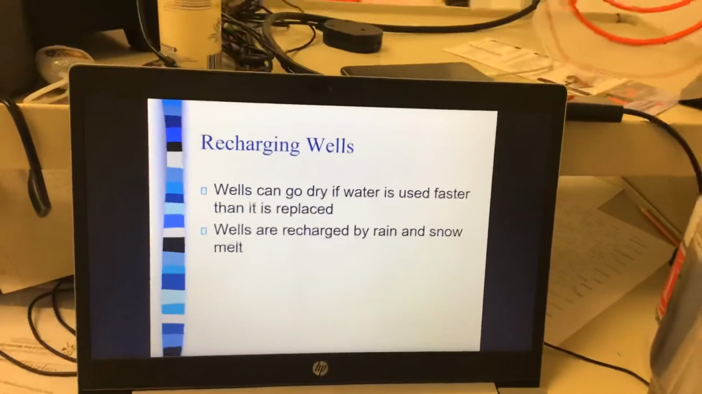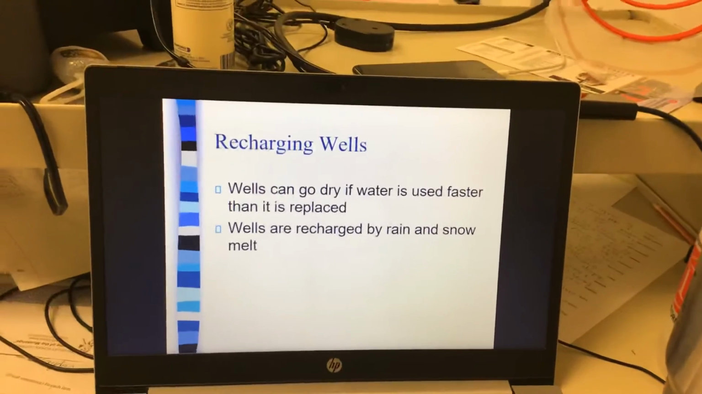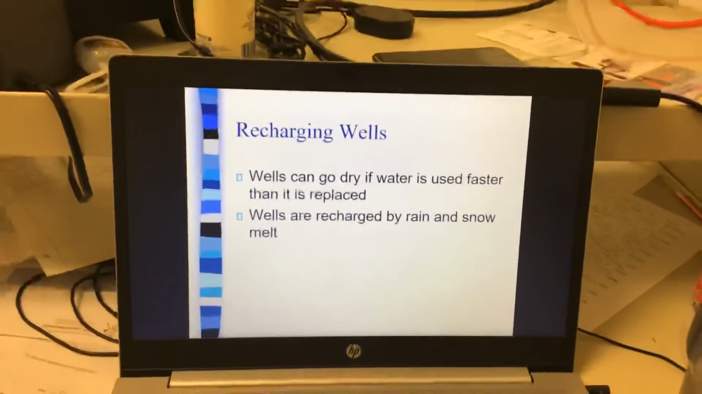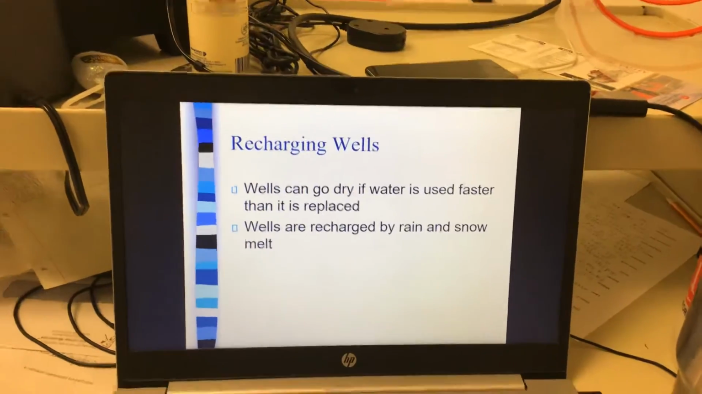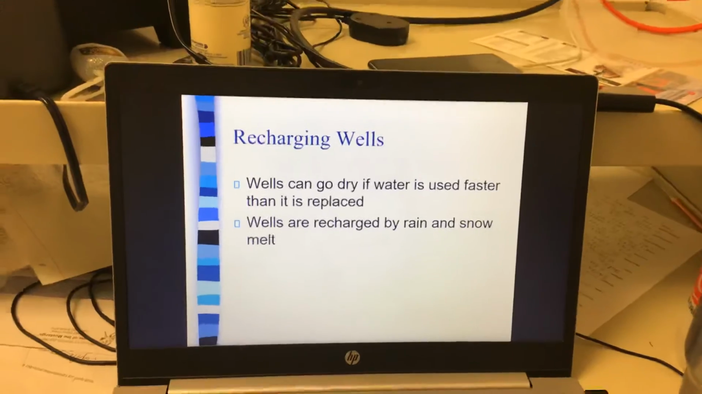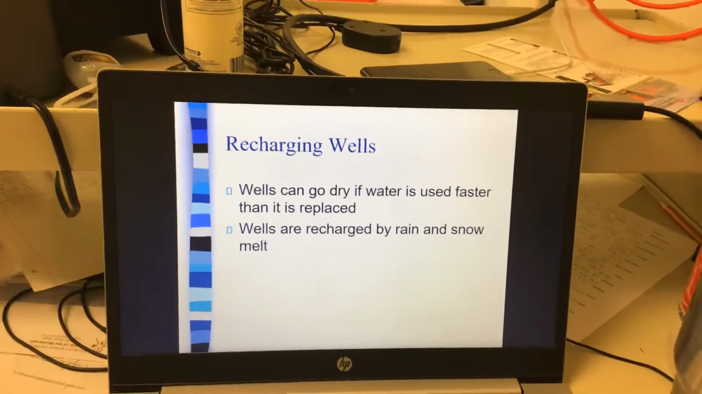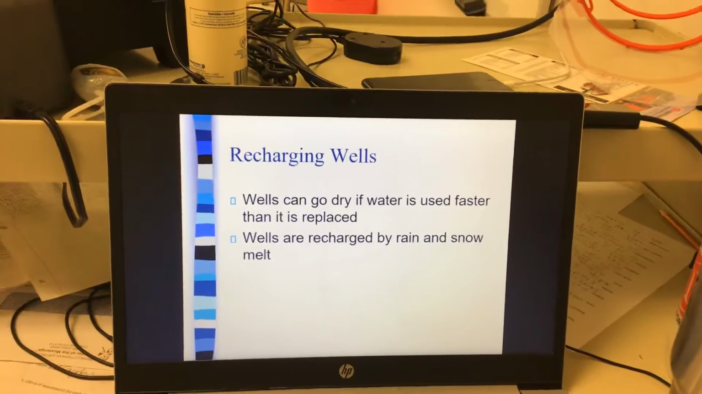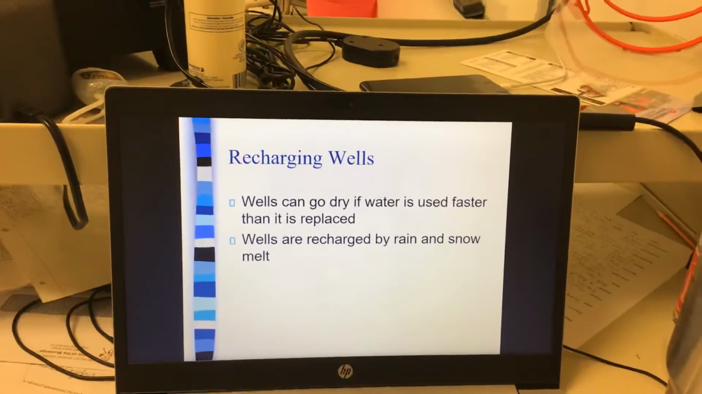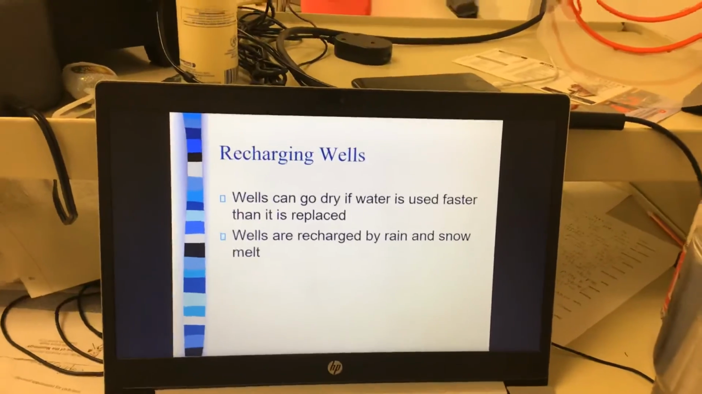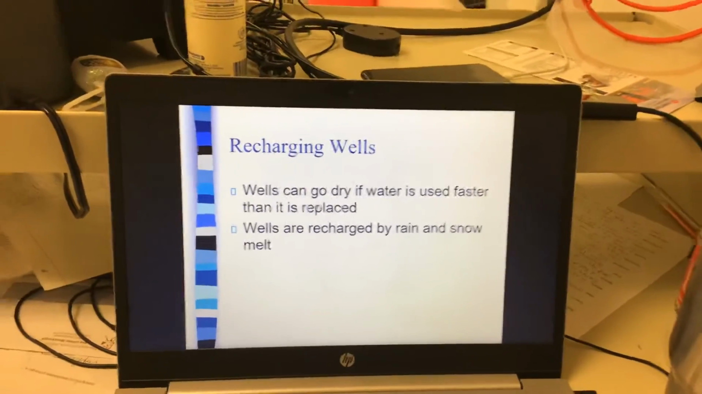Go ahead and write this down. We're almost done. Recharging wells. Wells can go dry if water is used faster than it's replaced. Wells are recharged by rain and snow melt. So you can use up all of your water, all of the groundwater. The groundwater levels are pretty low in the Midwest, if you pump it out faster than it can recharge.